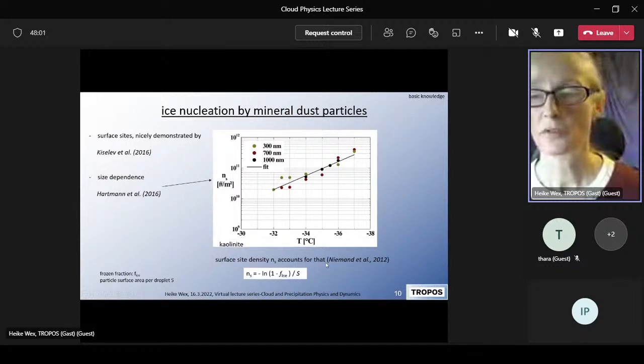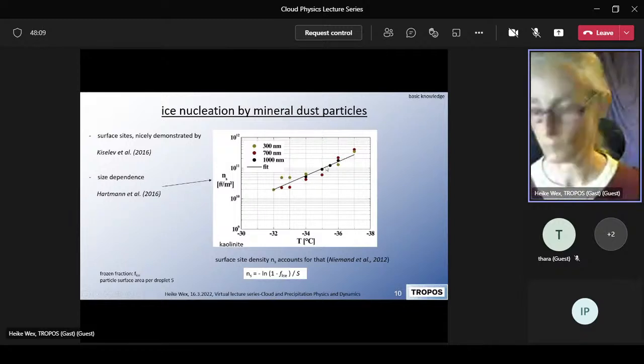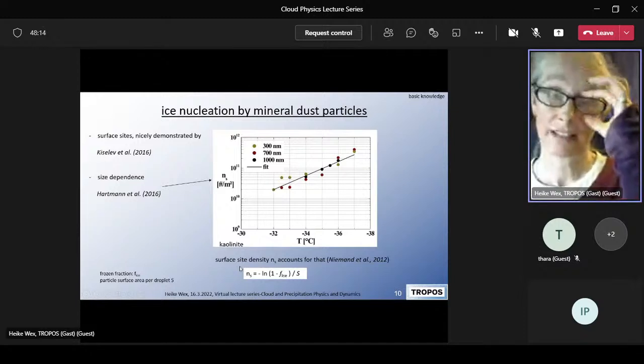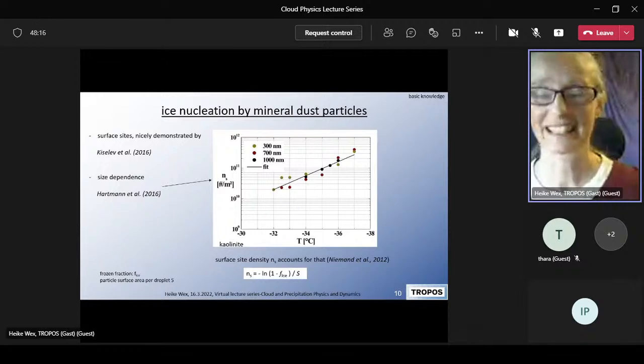That was already proposed in a paper by Niemand et al. 2012. And for our data set here, you see the data of all the different sizes, how that nicely collapsed onto one line. By the way, I will not be able to talk much about parameterizations, or not at all, in this presentation. There's more in the backup slides at the end. So if you get that ever, you could have a look there.